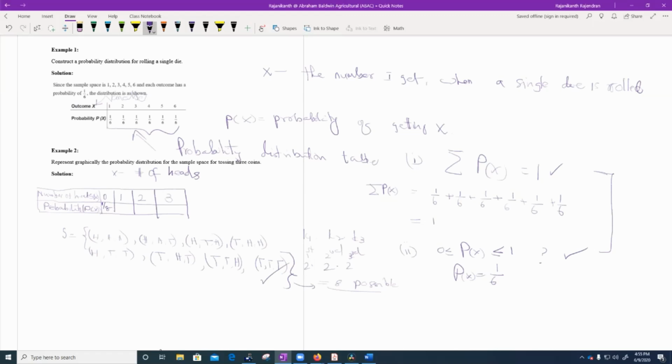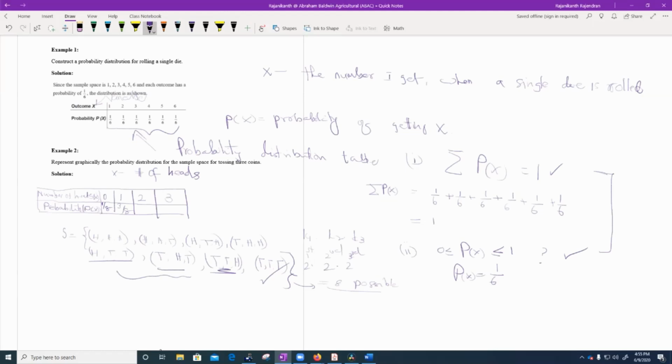1 out of 8. To get 1, that means we will have 1 heads. You should have 1 H in your outcome. So if you look at your outcome, where are you getting 1 H? 1 H is here, 1 H is here and 1 H is here. So there are 3, right? Therefore, 3 out of 8 is going to be having 1 H.